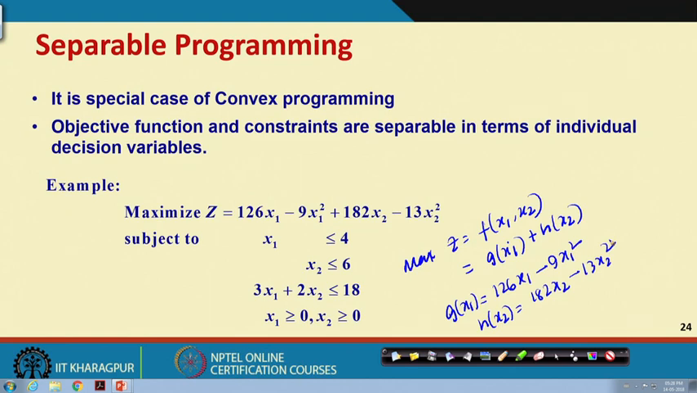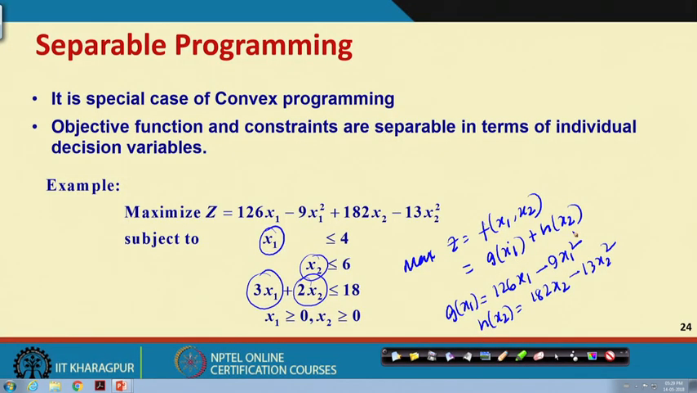You can see even in the constraint, this is only x1, this is only x2, this is 3x1 and 2x2, they can be separated. So, when you can do such separation into functions of individual variables, those kinds of programming are called separable programming. We shall see later on how such problems could be solved, right. So, leave it here. In this particular lecture, we introduced various types of nonlinear programming problems, right. Thank you very much.